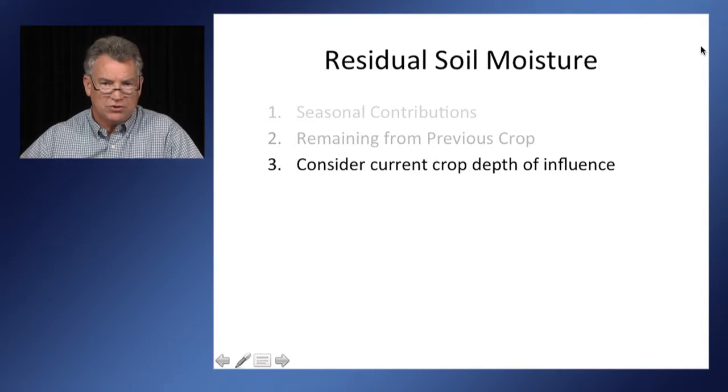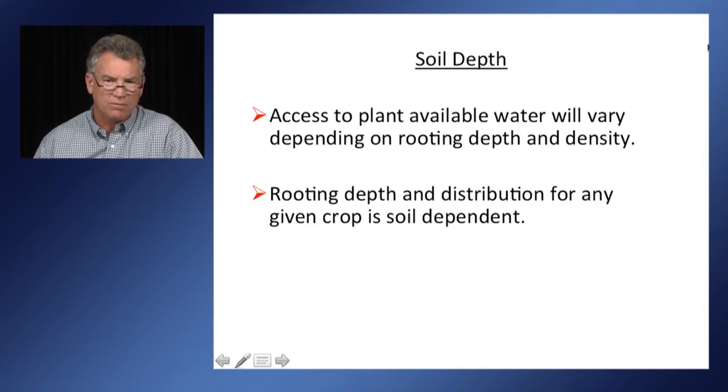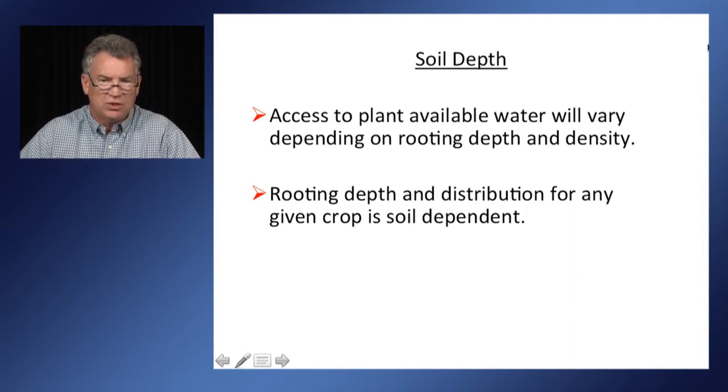The other element of our seasonal water balance is considering the current crop and the crop depth of influence. In an annual cropping system, if I'm planting a new crop, you're going to want to know what the current root depth is going to be for that crop at any particular time. That depth of influence will be important in estimating whether residual moisture is going to be an important factor in the whole season water balance. So we want to create access to available water for the plant, which will vary depending upon the root depth and rooting density.